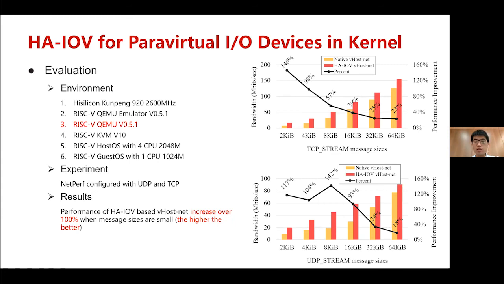To show the advantage of HA-IOV, we perform our test using the vhost-net. The experiment environment is similar to the previous one. NetPerf is chosen as the benchmark to evaluate the performance of vHostNet and HA-IOV-based vHostNet. As we can see from the red figures, bandwidth in TCP and UDP of vHostNet can be improved by over 100% when message sizes are small.